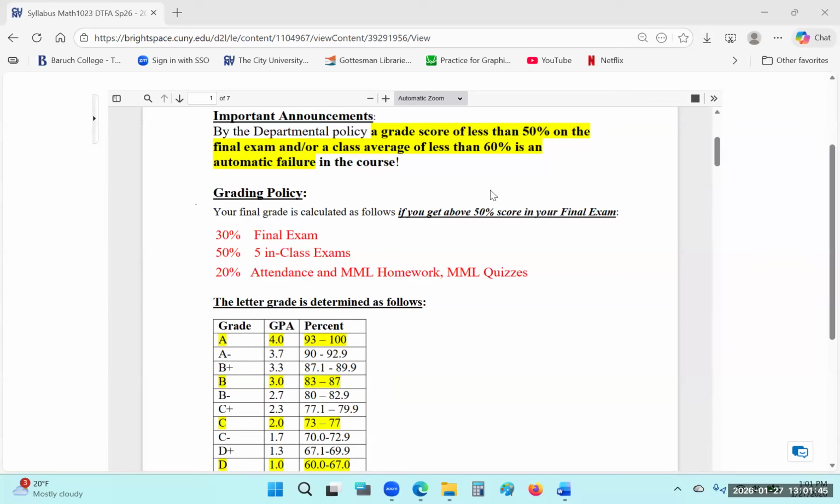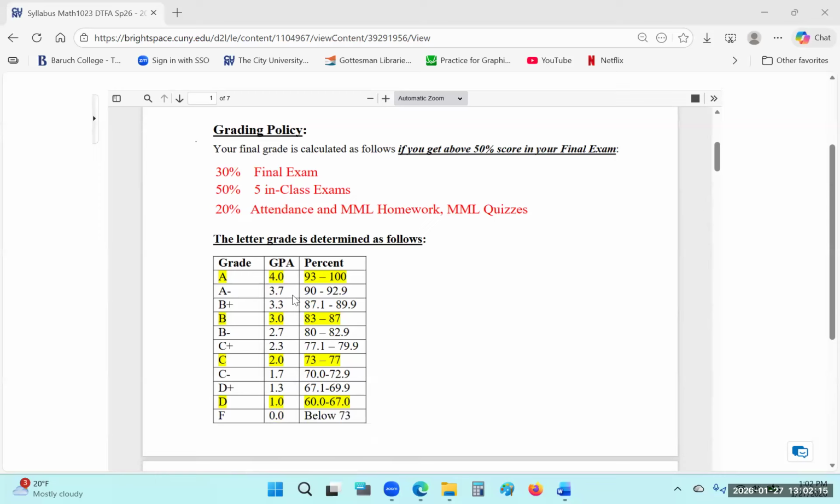The grading policy is that our cumulative final exam will be 30% of the grade. And then we're going to have 5 in-class exams. These in-class exams total 50%. And then you have your MyMathLab homework, quizzes, plus your class attendance, all 3 together, plus we are going to have in-class quizzes. So all 4 things together is 20% of your grade. And then if you pass the class, this is the grading table I'm going to follow to assign you letter grades.